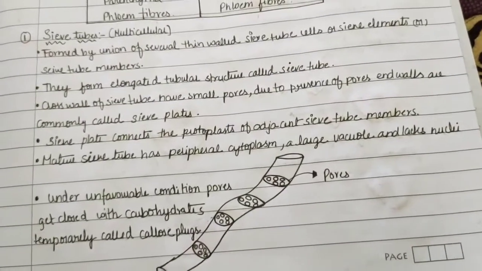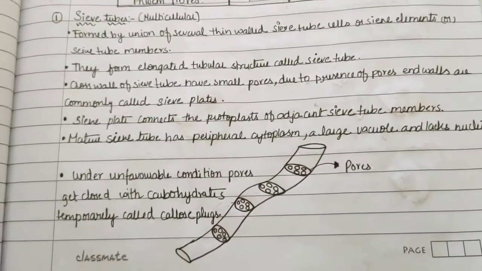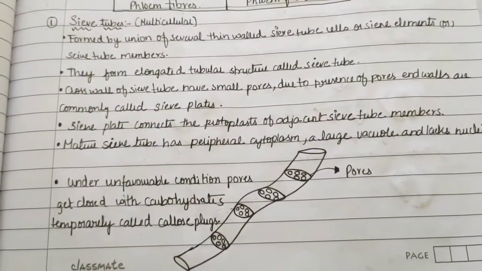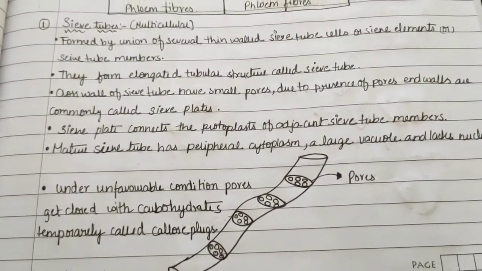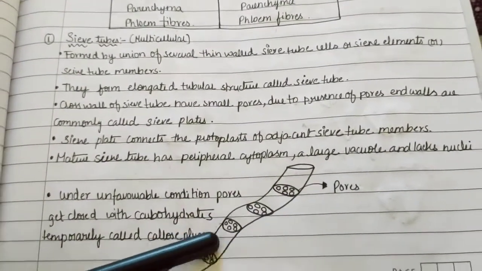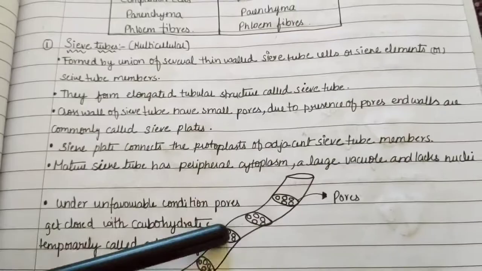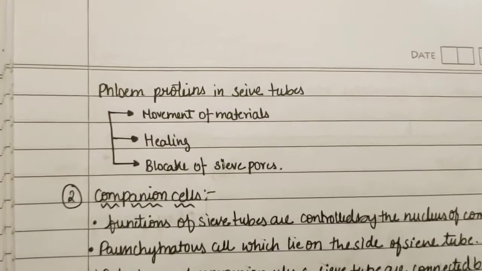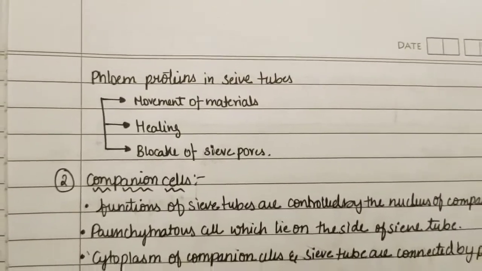The mature sieve tube has peripheral cytoplasm, a large vacuole and lacks nuclei. Under unfavorable condition, the pores get closed with carbohydrate temporarily, called callose plug. Here you can see the sieve plates which have pores which allow the water to pass through.